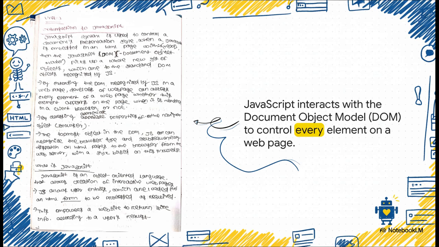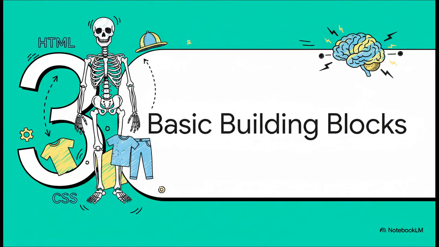The easiest way to think about the DOM is like a family tree for the web page. Every single element, every heading, every button, every little piece is a branch on that tree. JavaScript can navigate this tree, find any element it wants, and change its style, its content, or even its structure, all in real time, without ever needing to reload the page. It's pretty cool.